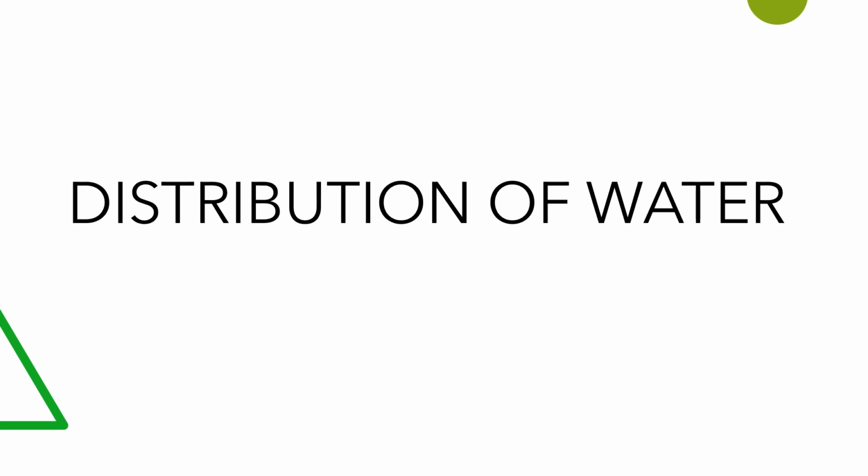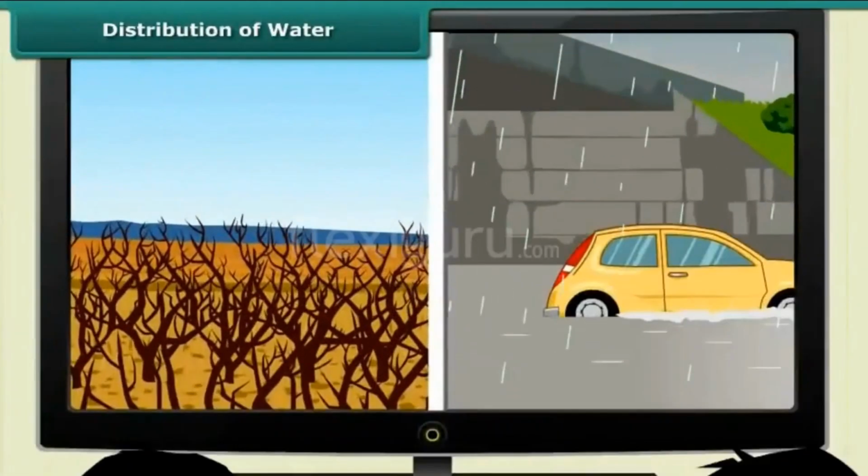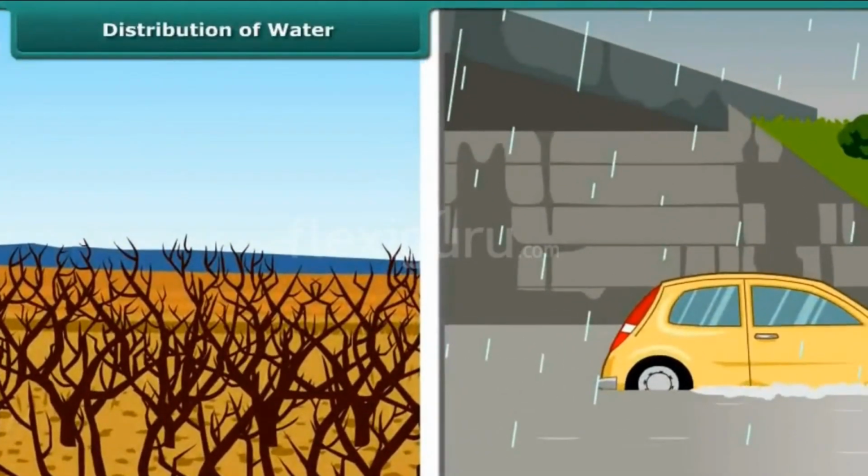Next is about distribution of water. You are watching news on TV. Floods are reported in one part of the world. In another part, there is a severe drought. Does it sound strange to you that floods and droughts should occur at the same time?